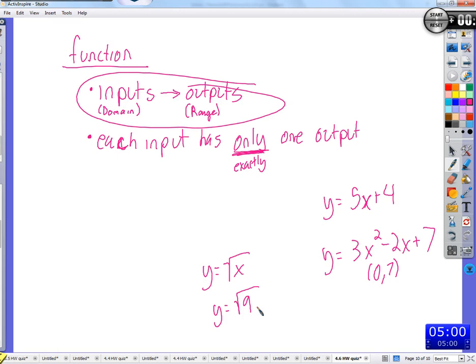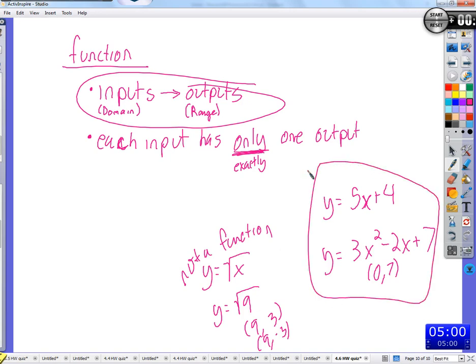Okay? So I put 9 into this function, well, I can put in 9 and get out 3, but I can also put in 9 and get out negative 3. Well, that's not a function. Okay? So, not a function. But most of the time, we work with things that are functions. We work with functions all of the time, and all of our functions look like this. Y equals something with x in it, and then we do whatever we do with it.